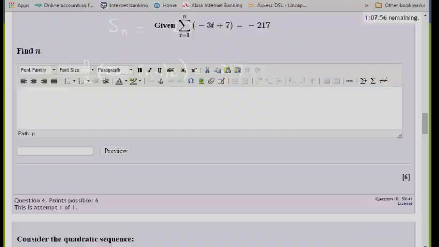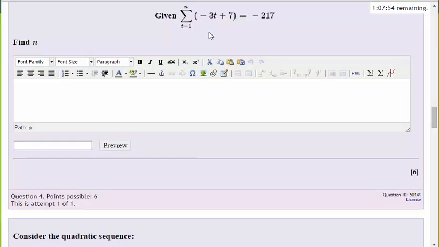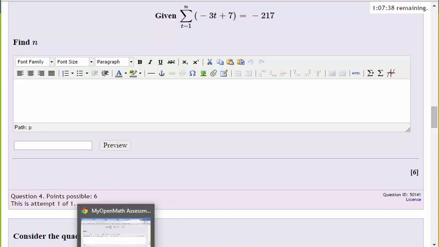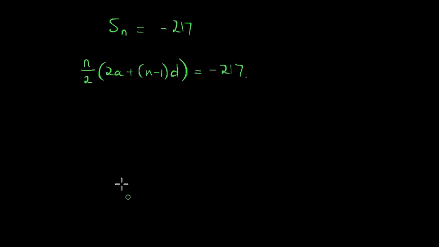They say find n, which means in this equation, what do I need? I need my first term. How will I get my first term? Substitute whatever this is. In this case, it's 1. If this was 7, that's what I would substitute. If I put 1 in here, I get negative 3 plus 7, which is 4. So my first term is 4: n over 2, 2 times 4 plus (n minus 1). N is what I'm trying to find.